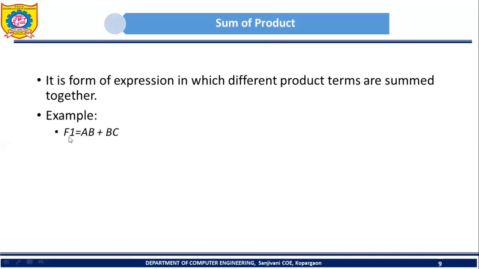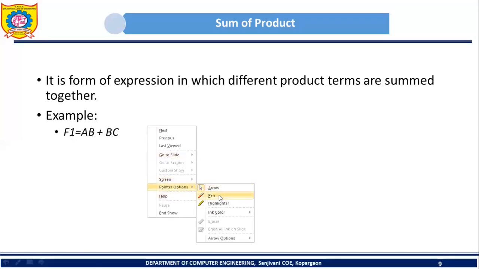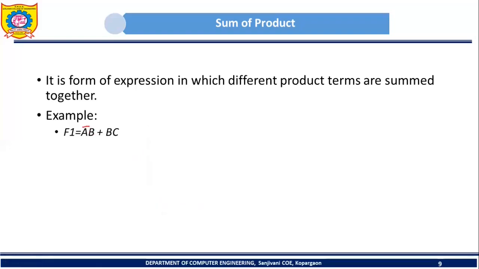Suppose we have a function f1, which is defined like this: f1 is equal to ab plus bc. So ab means it is actually a and b. Can I say that this is a product term? Yes. This is my first product term, a and b. Which is the second product term? The second product term is b and c. So how many product terms do I have here? Two product terms. So different product terms are summed together.